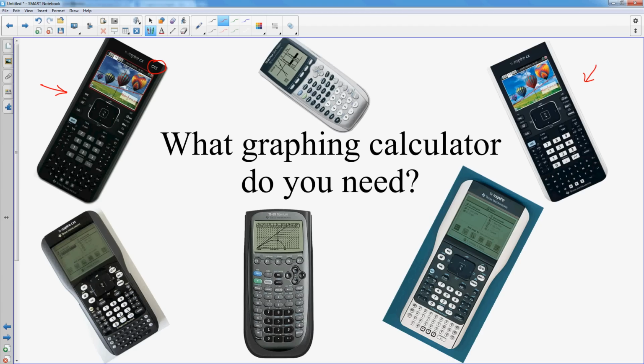This one over here, if you notice, the two don't look very different. They function the same way. The commands are all the same. The only difference is the CAS has a few more than the non-CAS.